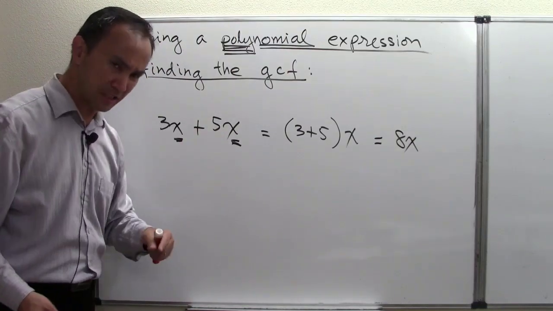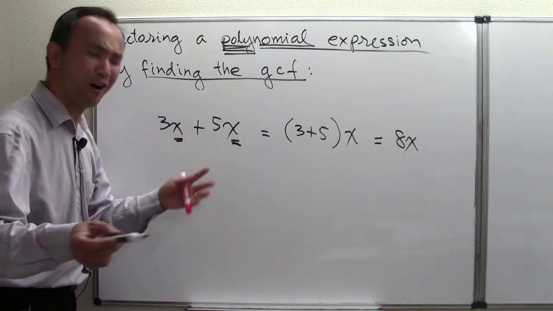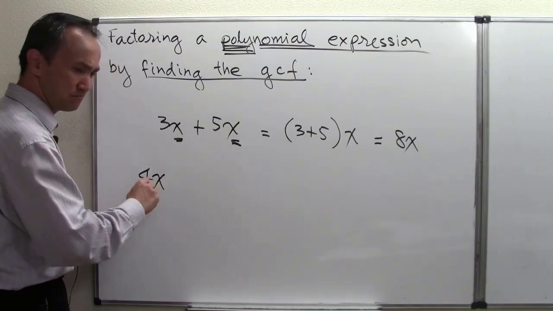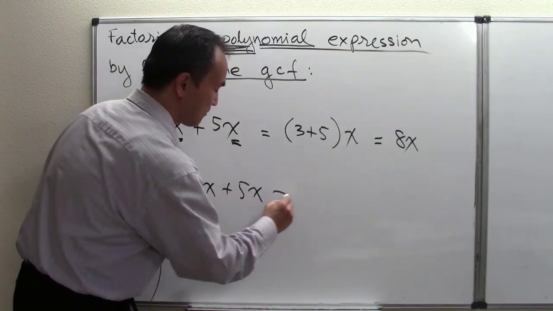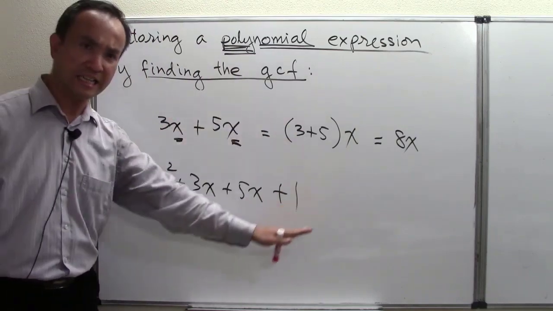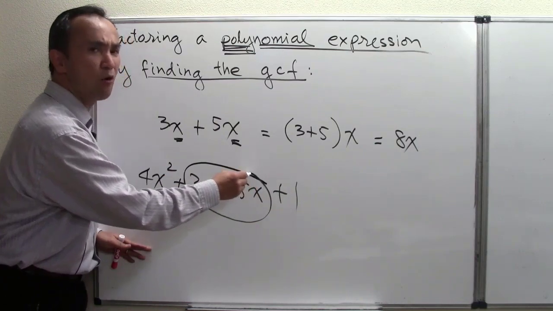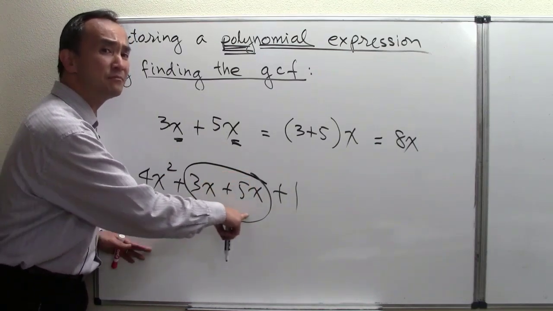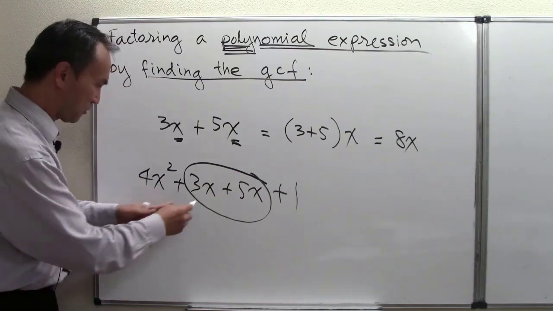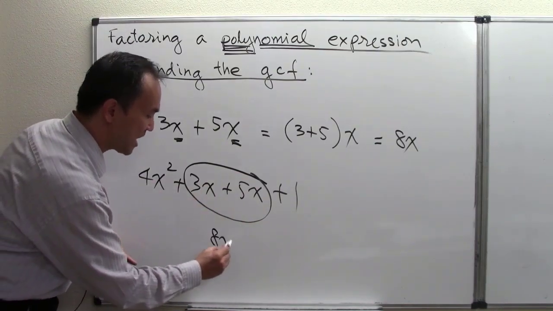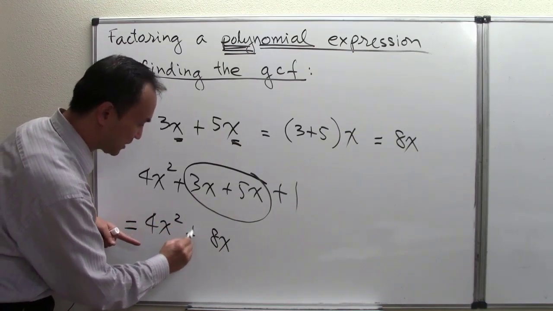But here's the real impact I want you to understand. You've long seen expressions like 4x squared plus 3x plus 5x plus 1. Sometimes you have a lengthy expression like this, and your instructor, including me, has always been referring to these as like terms. We've been saying we combine like terms. So 3x plus 5x is combined as 8x, and the expression becomes 4x squared plus 8x plus 1.